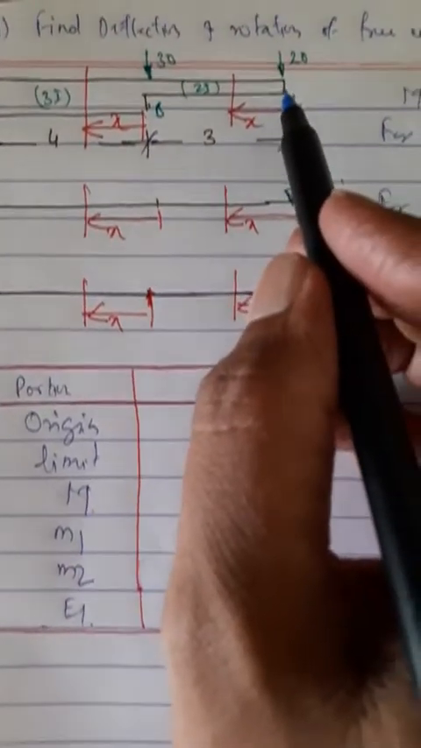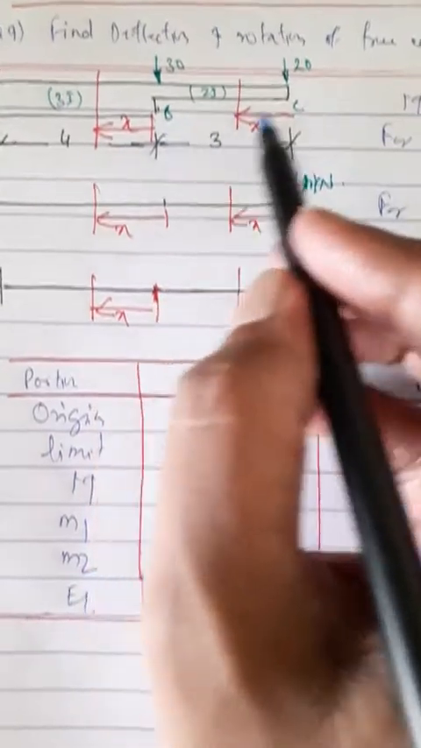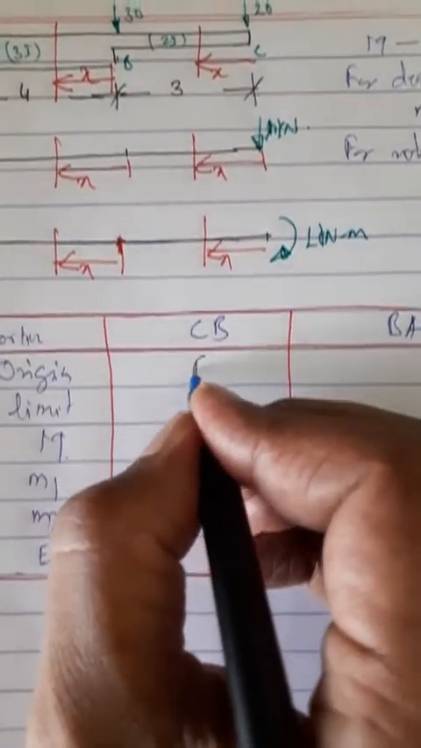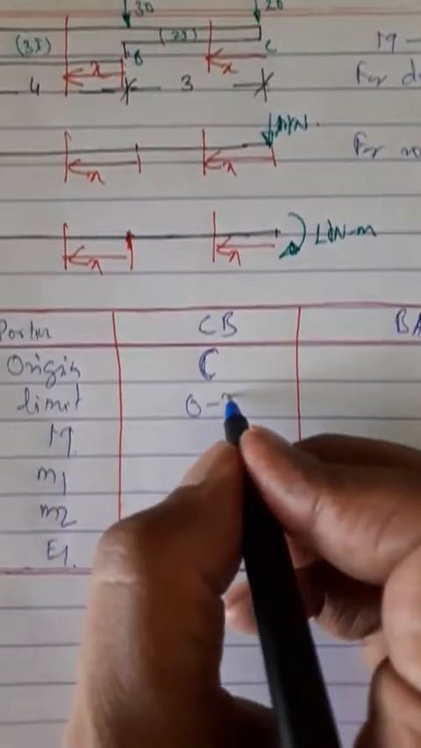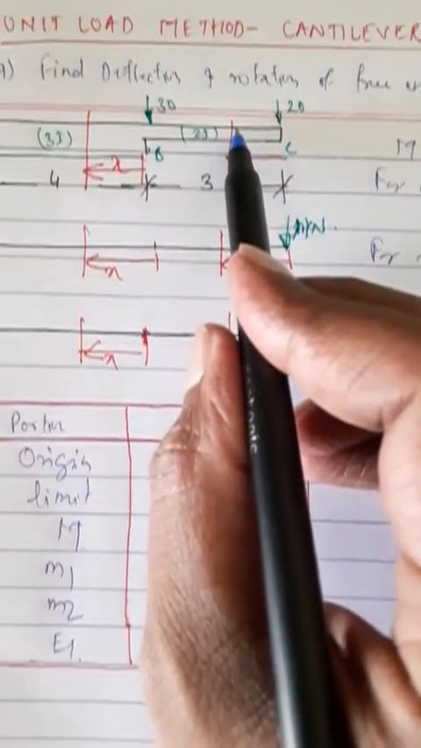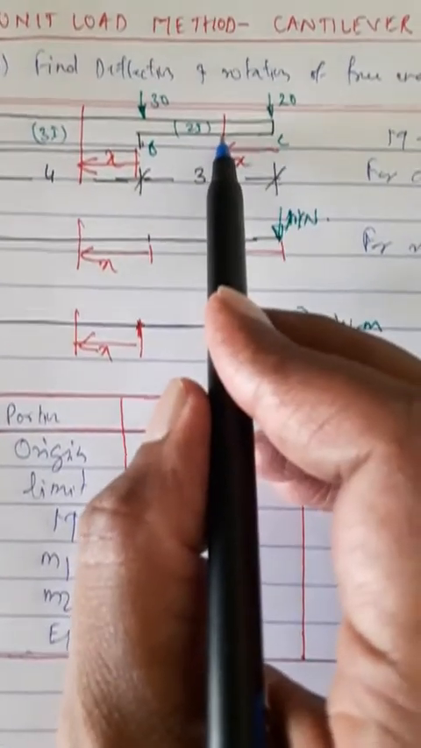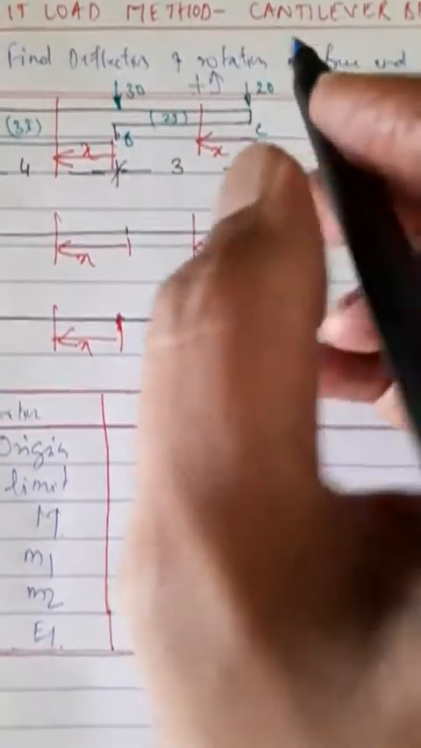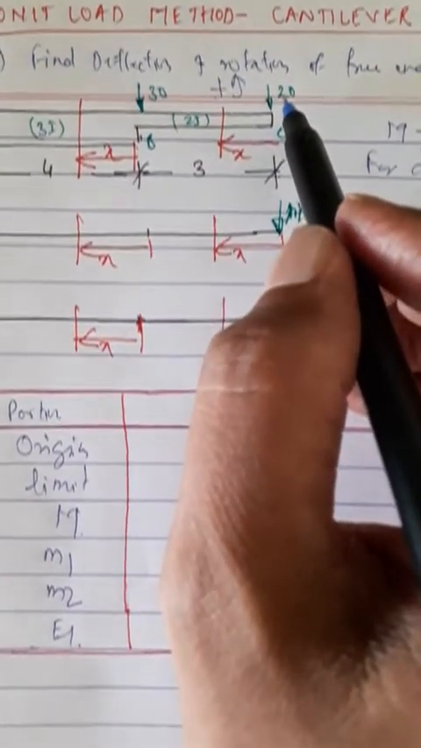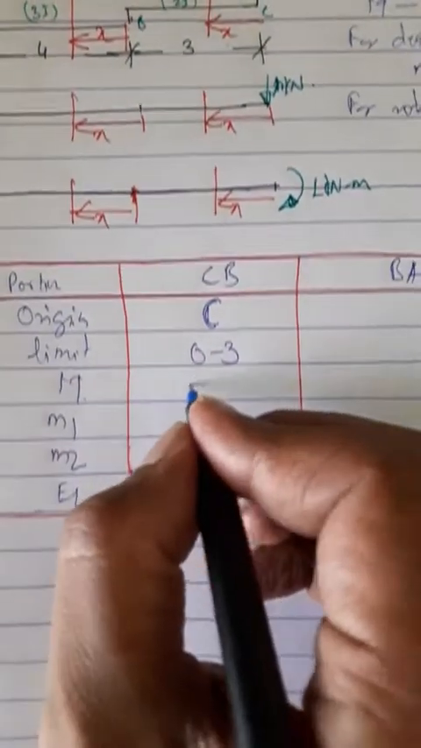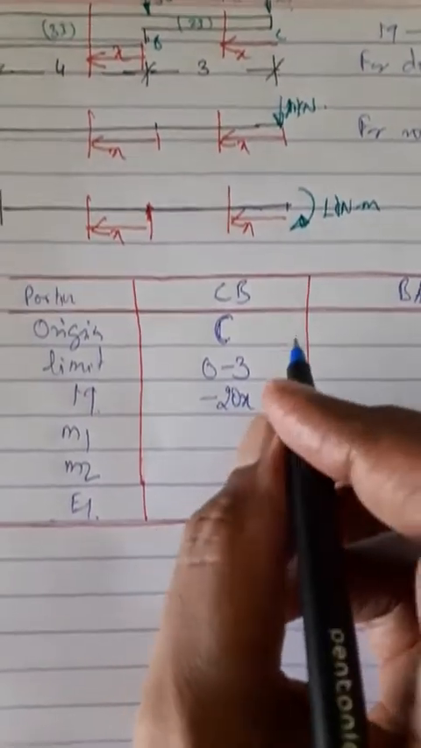For CB, start from C, go towards B. So origin is C, limits are 0 to 3. Limits means distances. Now bending moment at this section. Forget this part of the beam. Consider only C till this. My sign convention is the same: right hand side, anti-clockwise is positive, this produces clockwise. So 20 into x, bending moment at this section is minus 20x.